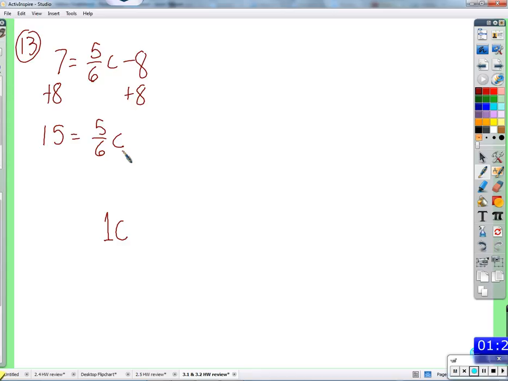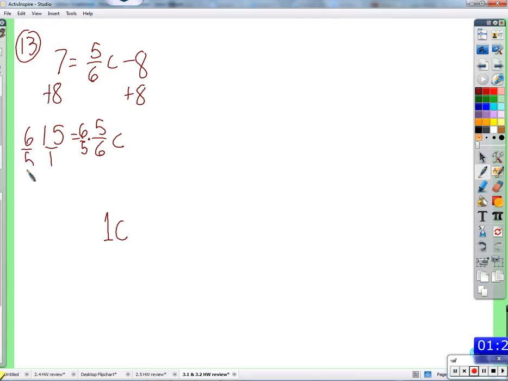Alright, so what I want to do is make it so that I don't have 5/6c, I have 1c. How do I? I multiply by... simplifying. If I multiply 5/6 by 6/5, does that do anything? 30 over 30, which is 1. I like that idea.